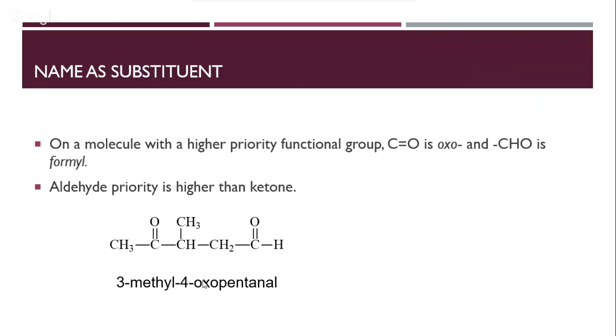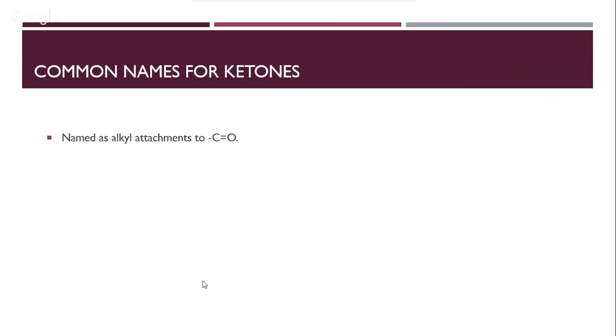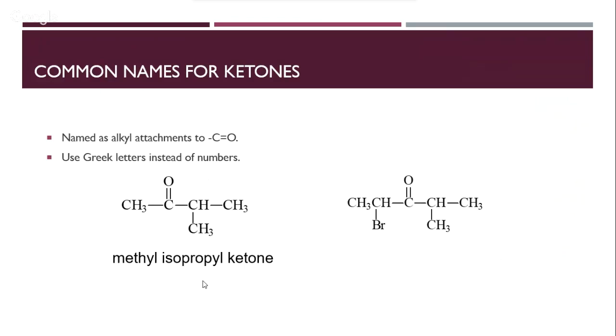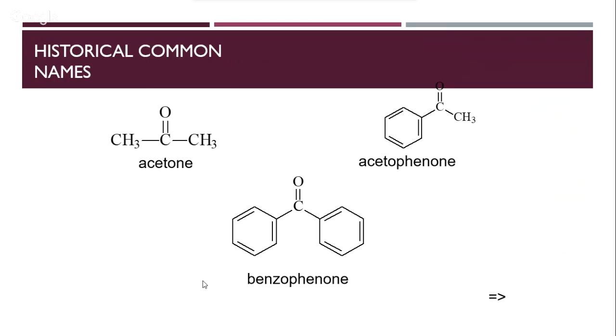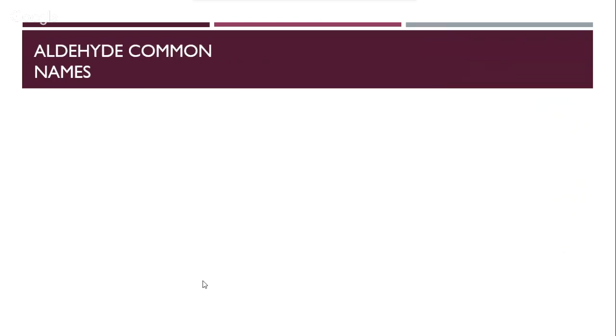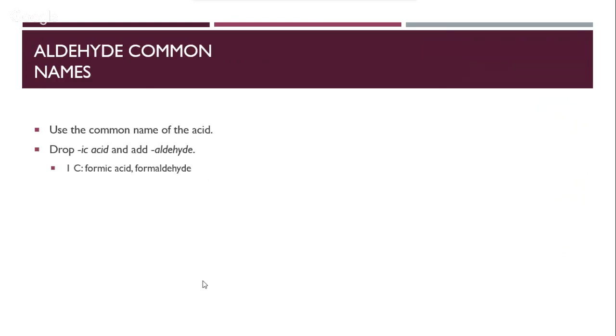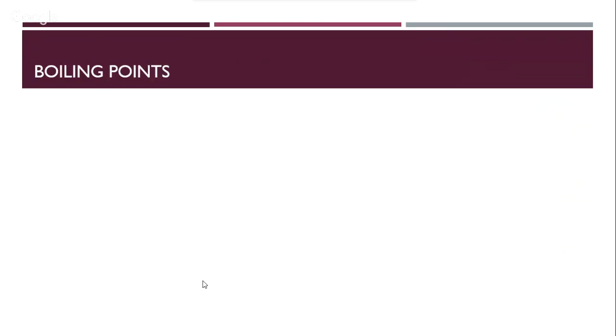Whenever you have 2 or more alkyl groups, you write it as an oxo compound. This is one other thing that we had seen. Common names for ketones we saw. You actually write it as methyl, isopropyl, etc., depending on what alkyl groups you are really working with. And then historical names, we have seen a few: acetone, acetophenone, benzophenone. Aldehydes also, some common names we saw: propionaldehyde, formaldehyde, acetaldehyde, butyraldehyde.